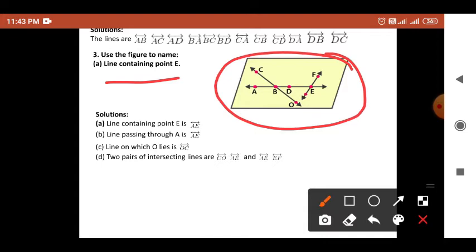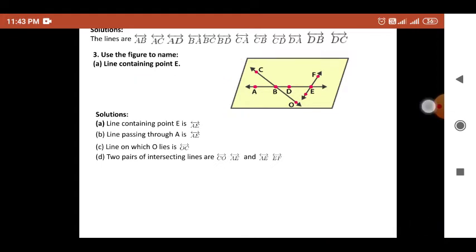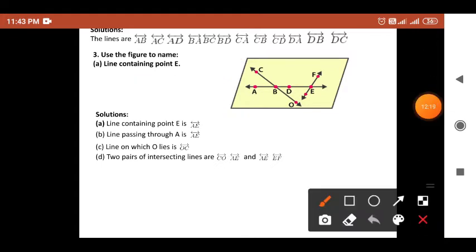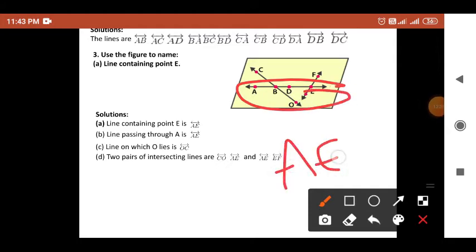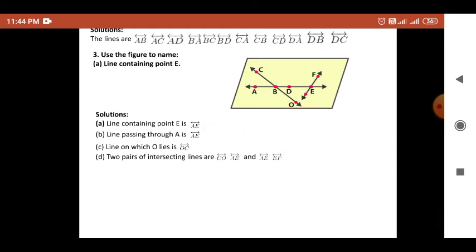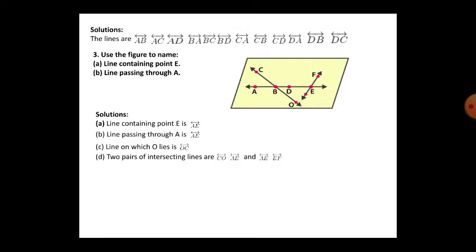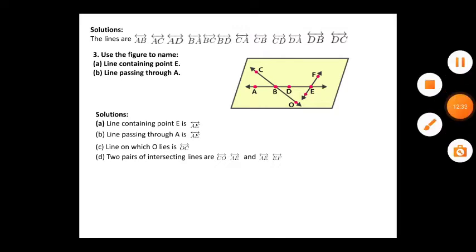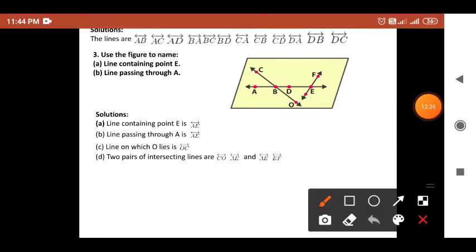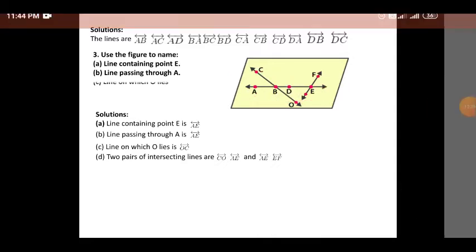Which line contains the point E? Here point E is on the line AE. In the line AE, point E is there. So the answer is, the line that contains point E is AE. And which line passes through A? Obviously, AE only passes through A.